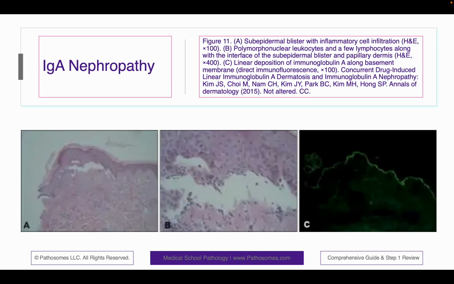Here we have various images showcasing a subepidermal blister in the skin, and then in panel B, polymorphonuclear leukocytes, and then C, linear deposition of immunoglobulin A along the basement membrane of the skin, right? So this is just a reminder that IgA deposition can occur in other systems, so don't forget about that.